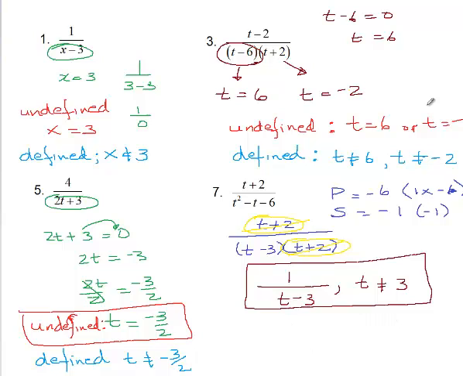And again, if you were asked for where it is undefined, remember, use the equal sign. So for undefined, you would say t equal to 3 makes it undefined. In other words, whatever makes it 0 in the denominator. So hopefully that clarifies a little bit about undefined and defined with rational expressions.